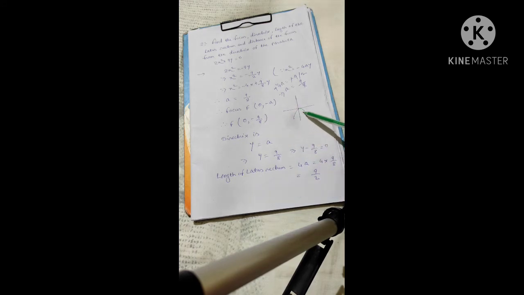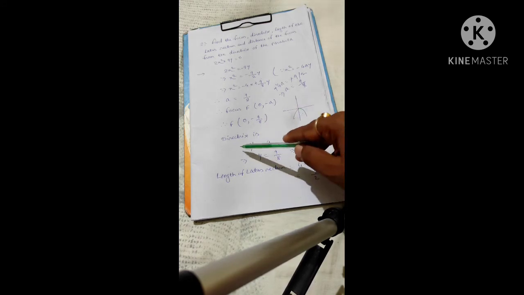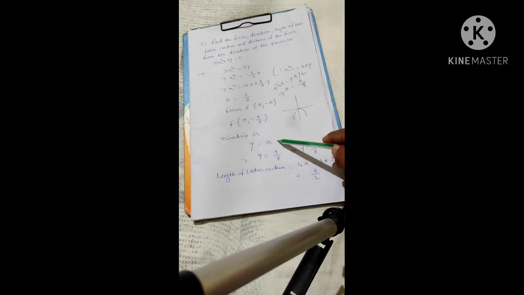Then since it is formed on the y-axis, our equation of the directrix will be y equal to a. So here the y value is 9 by 8. So we will get this as the equation of the directrix. And what is the length of the latus rectum? It is 4a, so 4 into this. So in this way we can calculate all these values. Here the line of symmetry, or line of axis, is our y-axis.